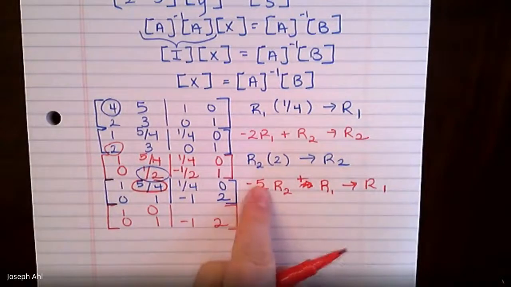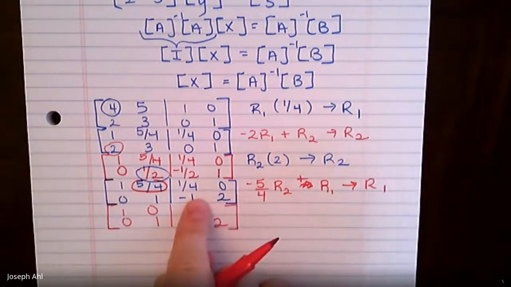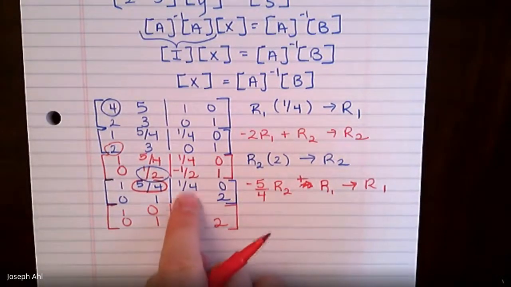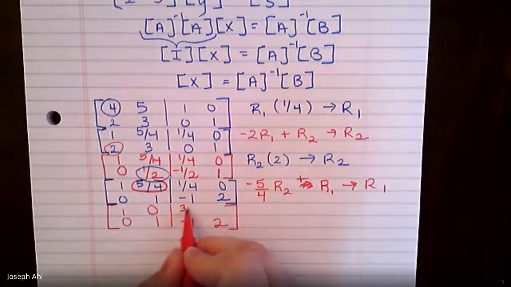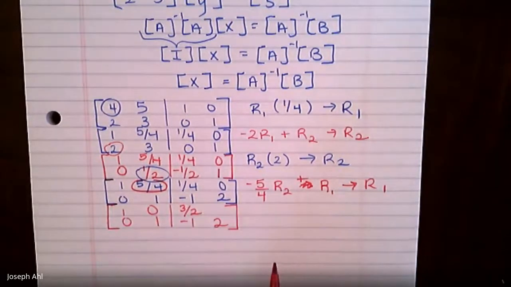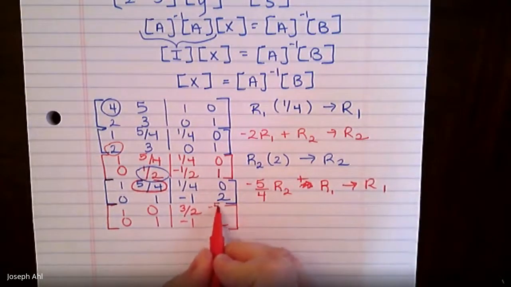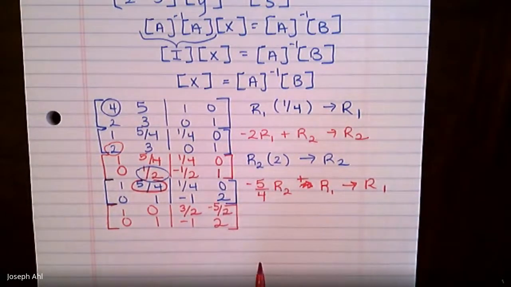-1 times -5/4 is 5/4. 5/4 plus 1/4 is going to be 6/4, which reduces to 3 halves. -5/4 times 2 is -5 halves, plus 0 is -5 halves.